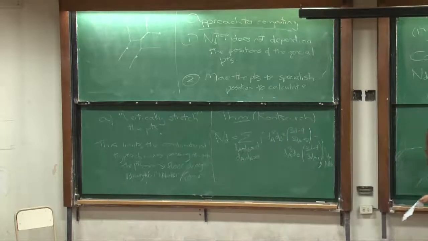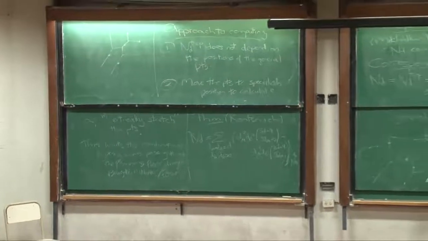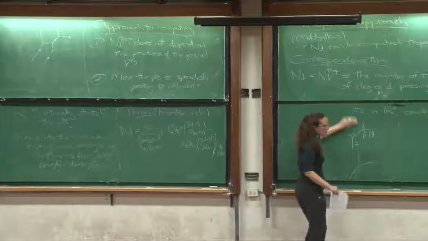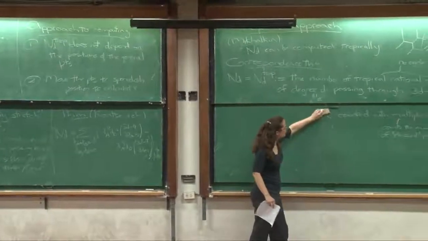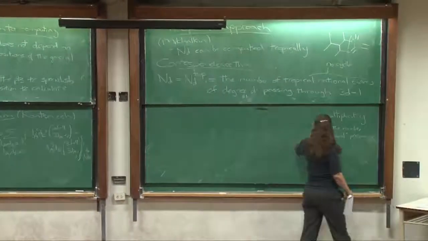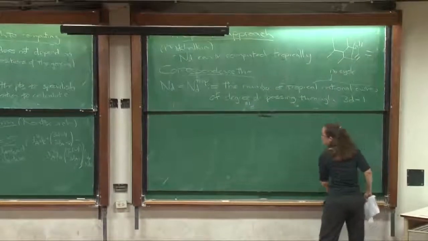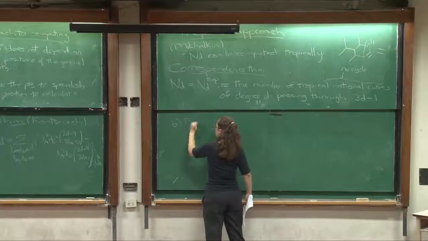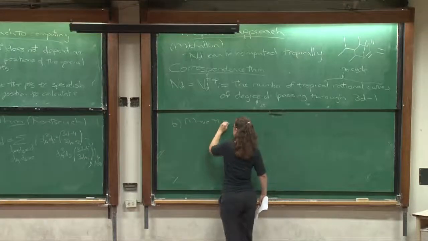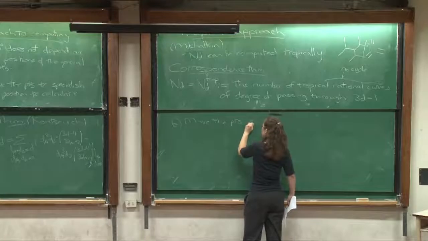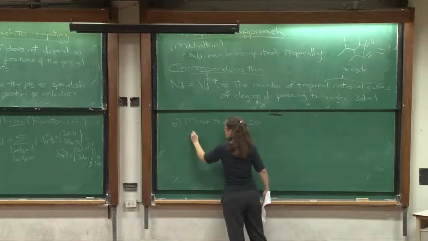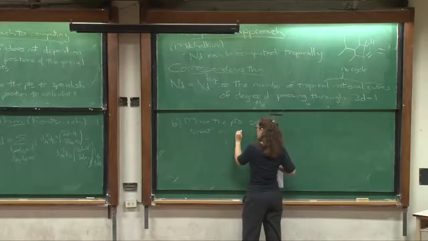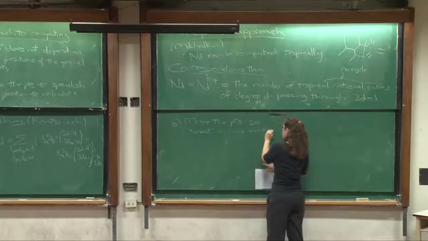I want to at least mention briefly the approach to getting the Kontsevich formula, though. But again, I'm just going to mention that very briefly. The other way is we can move the points. I'm going to be very vague: most curves are tropically reducible.